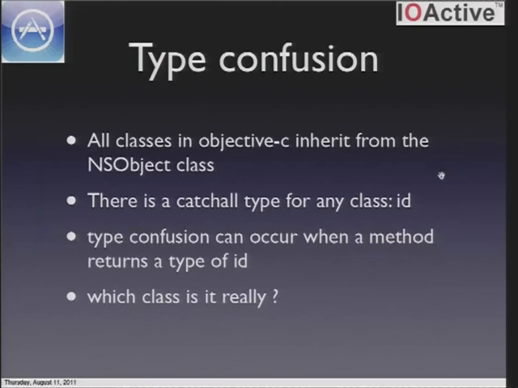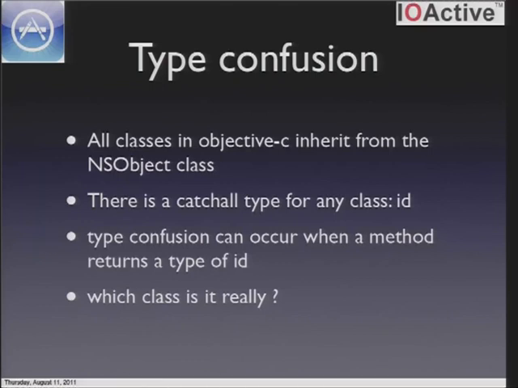And they have a catch-all type for this. So any object that you define, you can basically say it's of type ID. And that means it's something that is either NSObject or inherits from NSObject. And so when you start using this ID catch-all class, you have to be really, really careful. Because even though it says ID, it could be a string or a dictionary or an array or a Boolean or an integer or any number of objects.